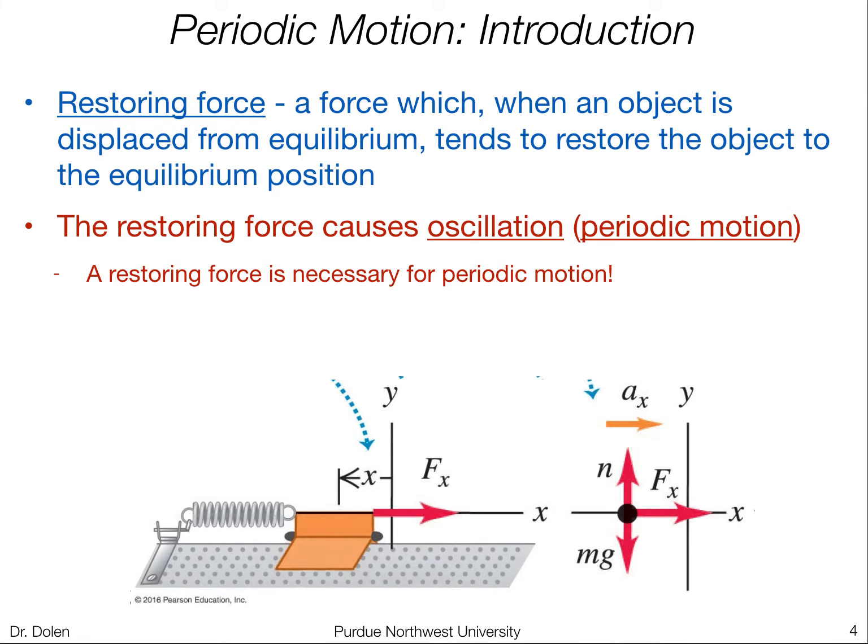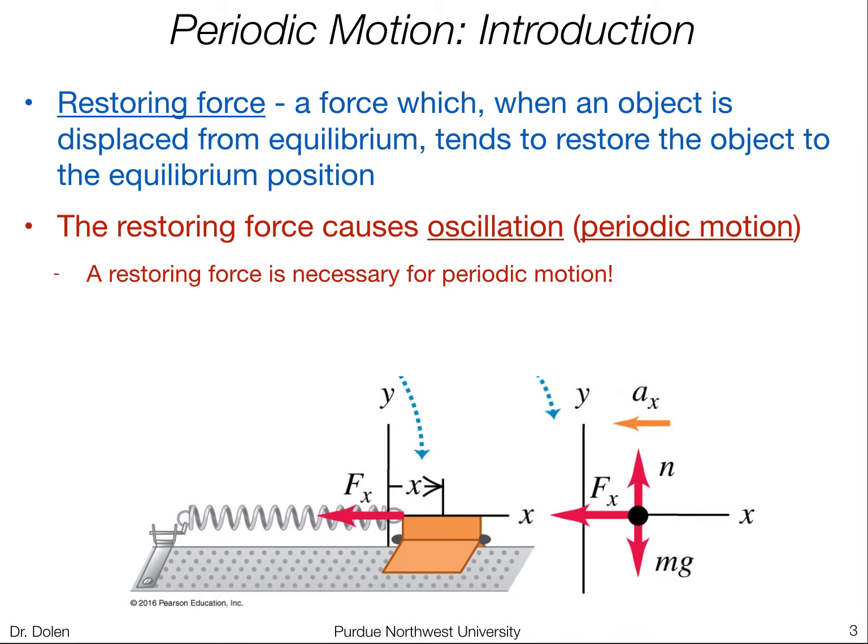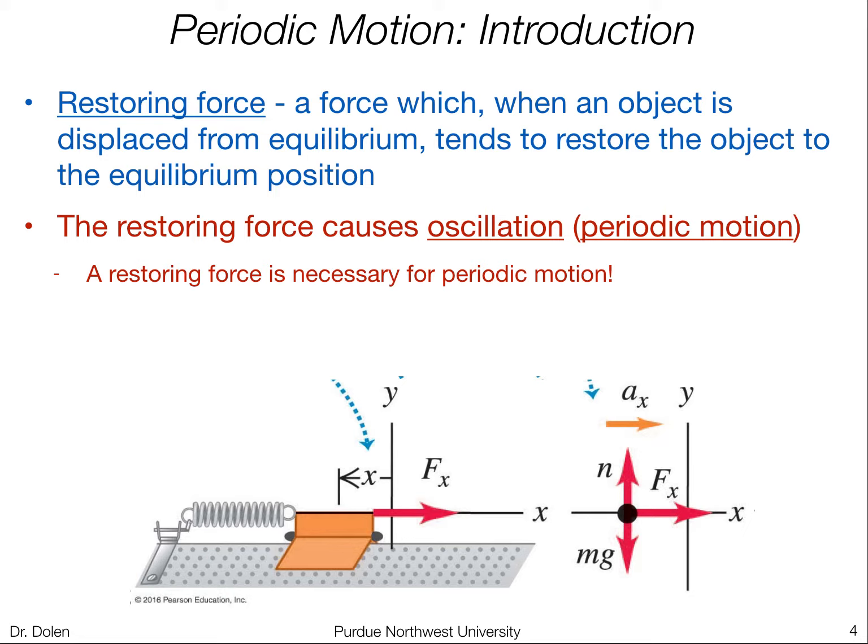If I were to compress the spring instead, right, I have negative displacement. Now I have a positive force. Right? So when I have positive displacement, I have negative force. When I have negative displacement, I have positive force. So whenever that happens, there is this force always pushing me back towards x equals 0. That is what you need for oscillation, a restoring force.